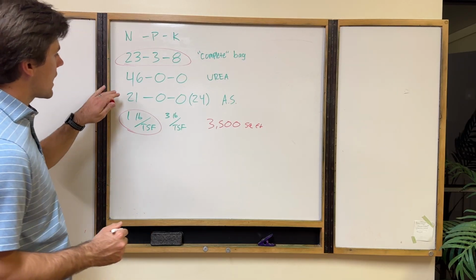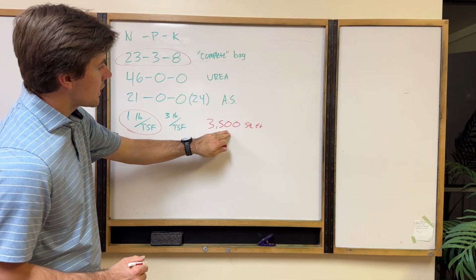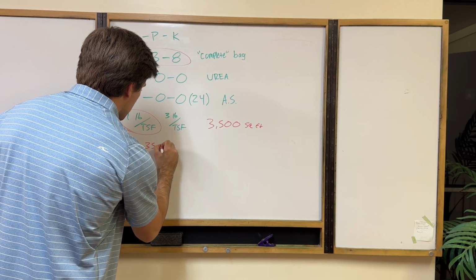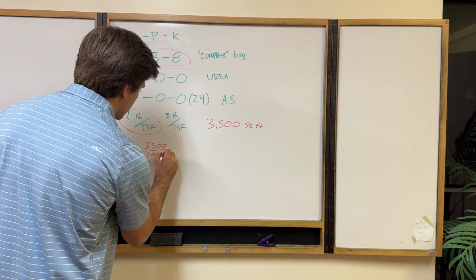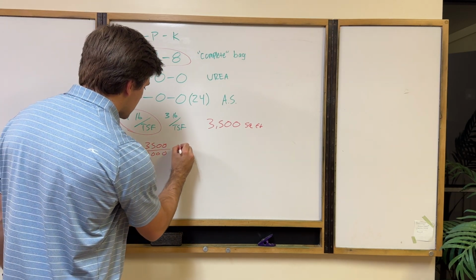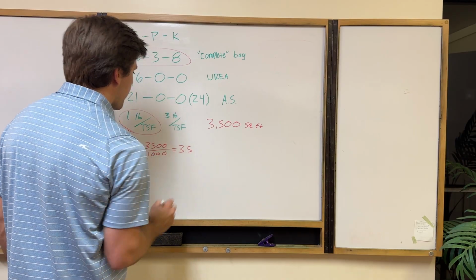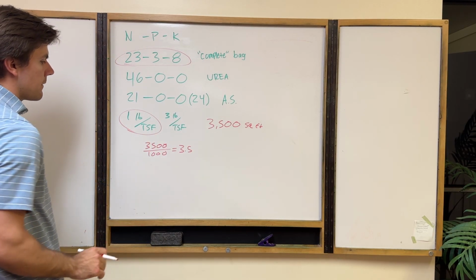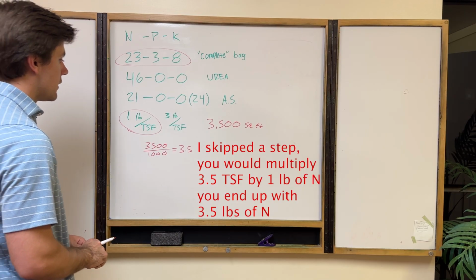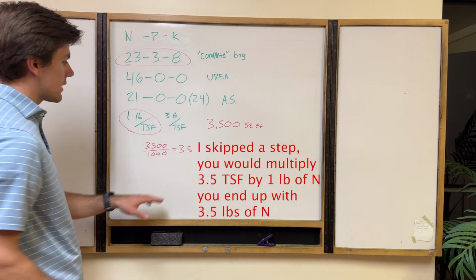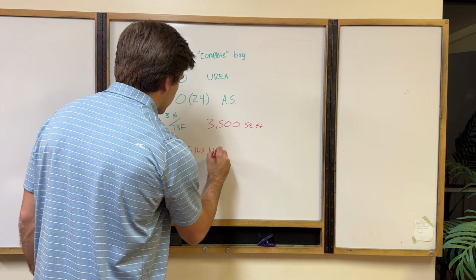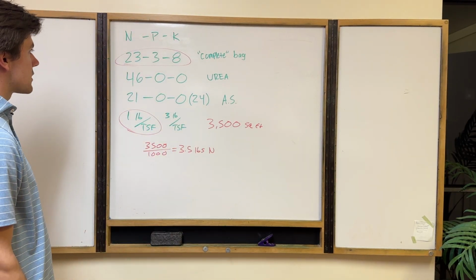So like I said with the last example, you're going to take the 3,500 feet squared. You're going to divide it by 1,000 to get the 1,000 square feet rate that you need. That's going to give you 3.5. Now you're going to use this 3.5 total pounds of nitrogen for your whole yard. That's you want 3.5 total pounds of nitrogen for the whole 3,500 feet squared.